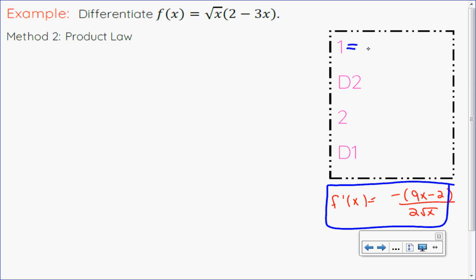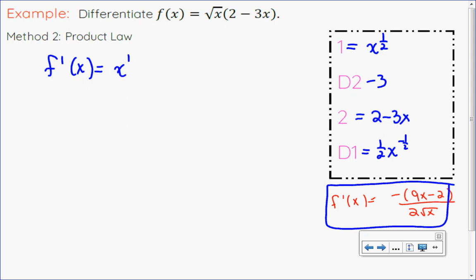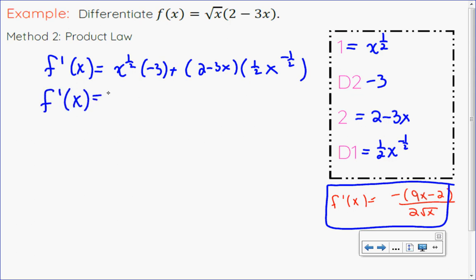So my first function is the square root of x, or x to the 1/2. The derivative of that is 1/2 x to the negative a half. Okay, my second function, the second function in my product, is 2 minus 3x, and the derivative of that one is negative 3. So let's apply the product rule. Now I'm starting with f prime of x, and then I apply my little rhyme. So I have 1 d2 plus 2 d1, because calculus is so much fun. Okay, so as soon as I apply the product rule, remember I said I have those two choices.